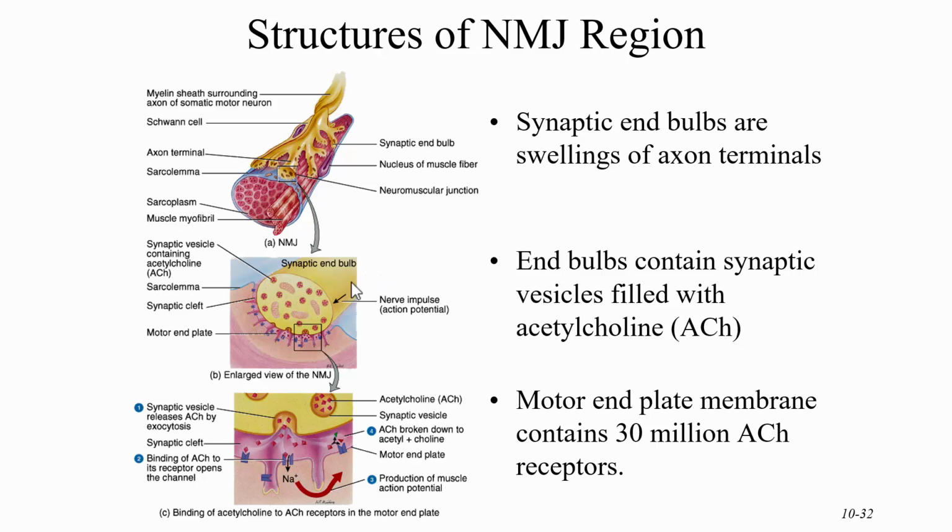And so again, we can see the synaptic end bulb. We see the synaptic vesicles containing the acetylcholine. The gap here is the synaptic cleft. And then we have the motor end plate. And again, this is where we're going to find those 30 million acetylcholine receptors. So as the acetylcholine is released, it's going to bind to those ligand-gated sodium ion channels, and when they open, sodium rushes in, and we get an action potential running across the muscle sarcolemma.